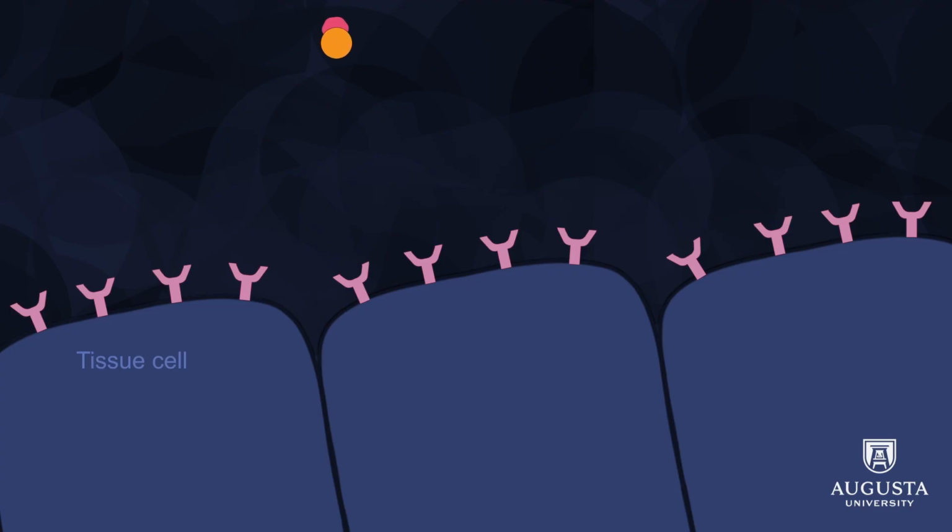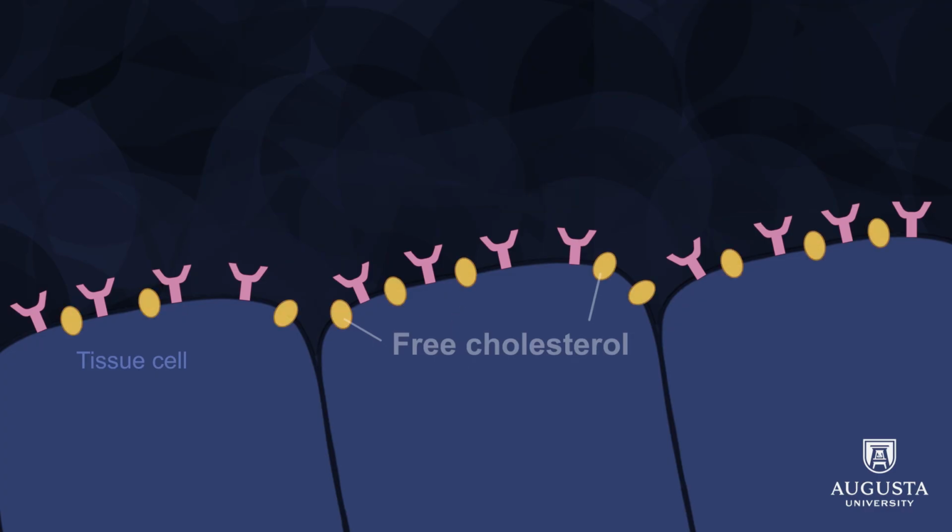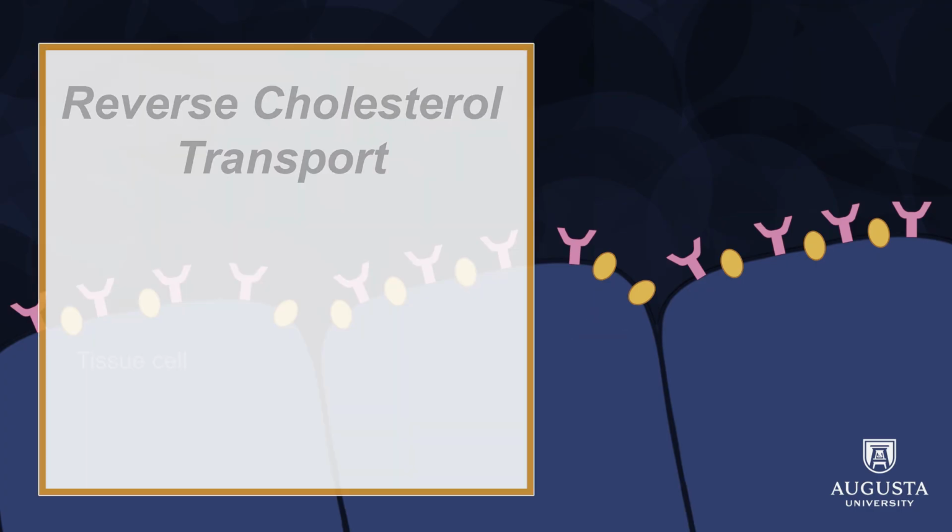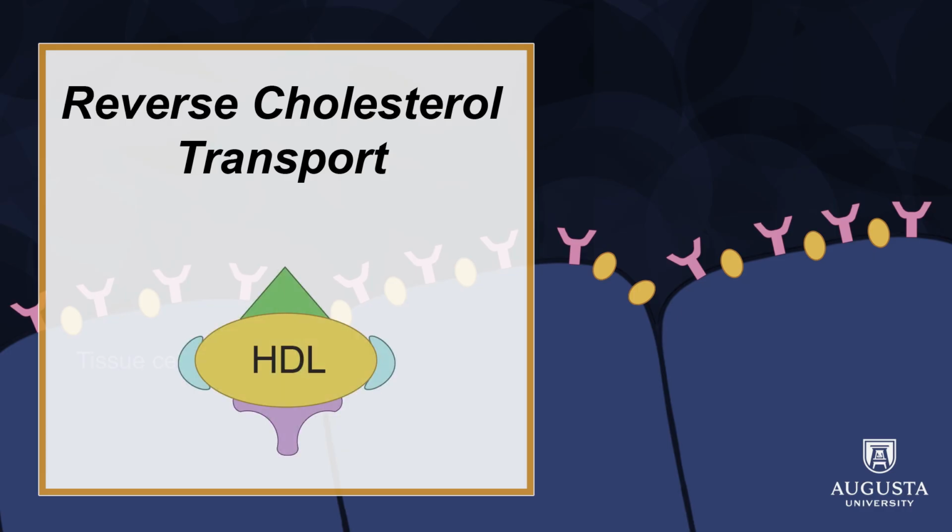In the previous video on LDL metabolism, you saw how dietary and endogenous cholesterol, in the form of cholesterol esters, is delivered from the liver to peripheral tissues via LDL. However, excess free cholesterol is toxic to cells. To maintain cellular homeostasis, this excess cholesterol must be returned to the liver for excretion. This process is known as reverse cholesterol transport and is mediated by HDL.